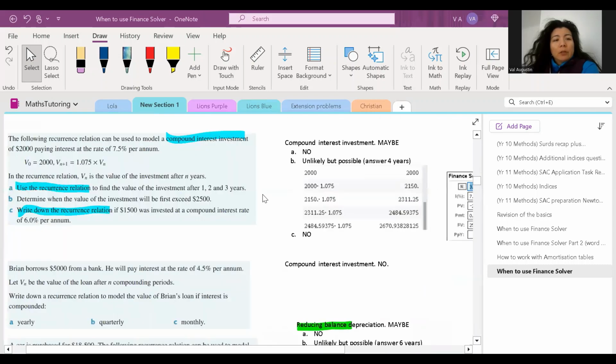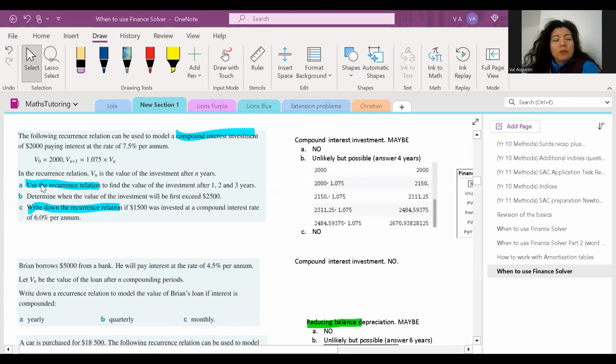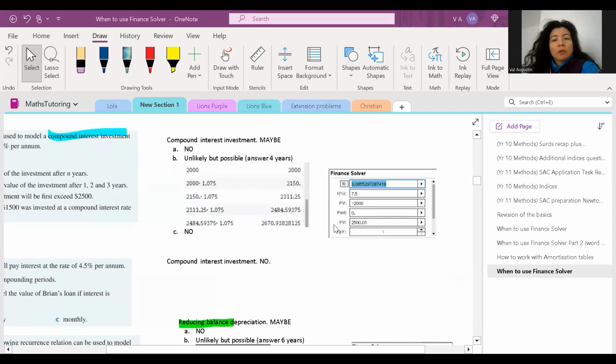For the next one, same thing here. A is definitely a no for Finance Solver. Same with C because you're asked to use a recurrence relation. It is a compound interest investment, so you can use Finance Solver to do B. But I think in this case, it's easier to just hit enter on the recurrence relation, which I've done here. But you could if you want to, and you get the same answer.